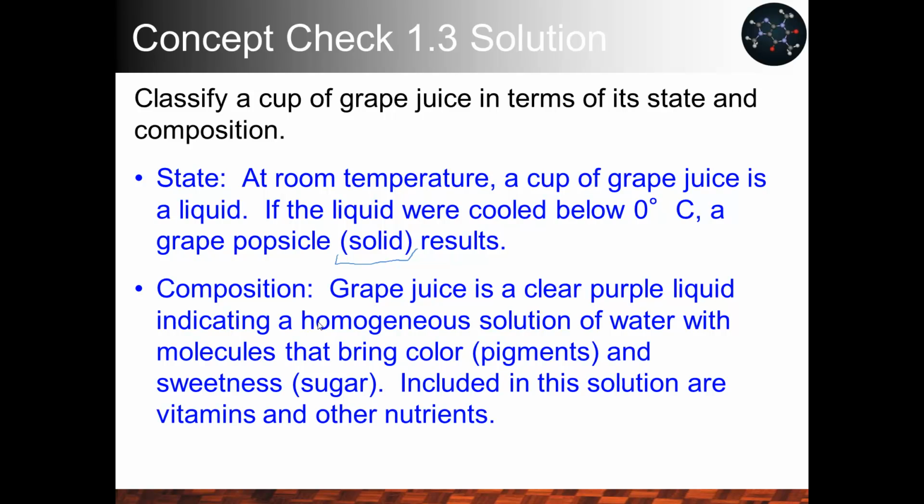But we do know that we can't see in a glass of grape juice, at least, and that may not be true of pulp or something like that in a different type of juice, but in grape juice, we can't see any different regions, anything that's different from one part of the cup of juice to another. So that means it's a homogeneous solution, a homogeneous mixture.